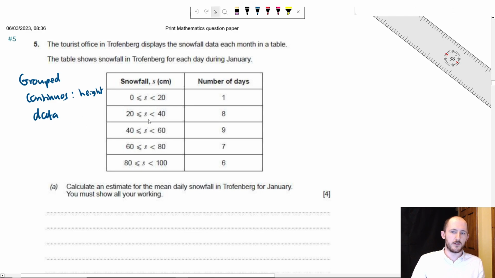And it's data because, you know, it's numbers, right? Information, that's what data is.